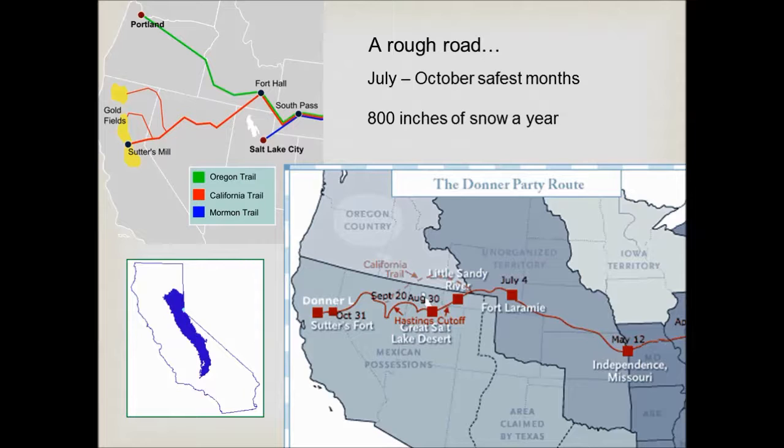These are pretty clear cut paths, but you can see on the bottom map on the right, there's a little tiny hiccup along that California Trail where Hastings told these families to take a shortcut, and you can't see me, but I'm using air quotes. Today it's known as Hastings Cutoff, and it was supposed to save them a month. It ends up costing them an extra month.